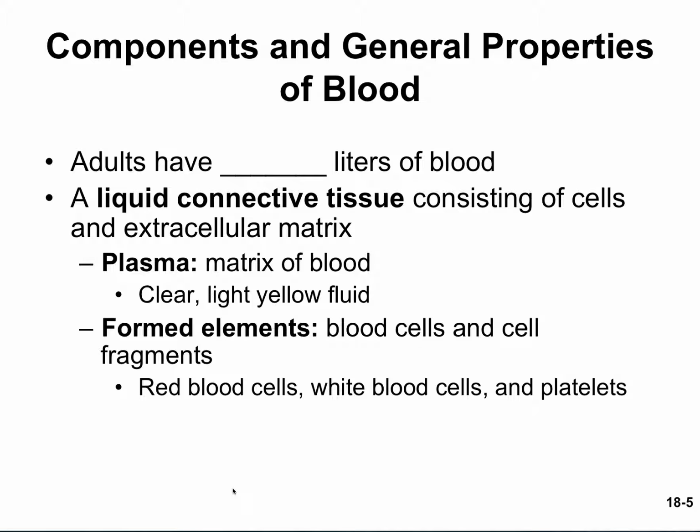Components and general properties of blood. Adults have 4 to 6 liters of blood. Blood is a liquid connective tissue consisting of cells and extracellular matrix. Plasma is the matrix of blood, and it is clear or light yellow fluid. The formed elements of blood are the blood cells and cell fragments such as red blood cells, white blood cells, and platelets.